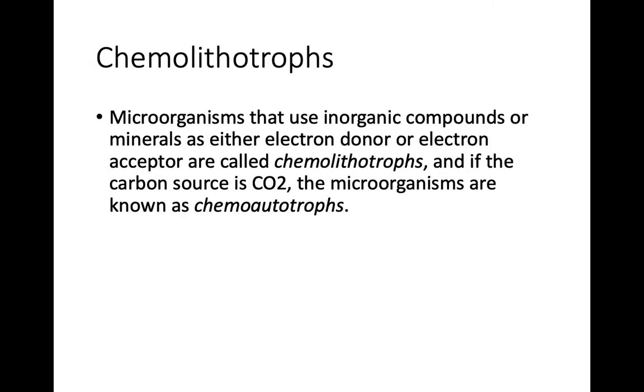Lastly, let's review chemolithotrophs. Chemolithotrophs are microbes that use inorganic compounds or minerals either as their electron donor or their electron acceptor. For those that make use of carbon dioxide as their carbon source, the microorganisms are known as chemoautotrophs. So most of the microbes that we will be discussing moving forward are either heterotrophic or chemolithotrophic. Most of them will be mentioned in our succeeding modules. That's why it's important to really emphasize these two groups.